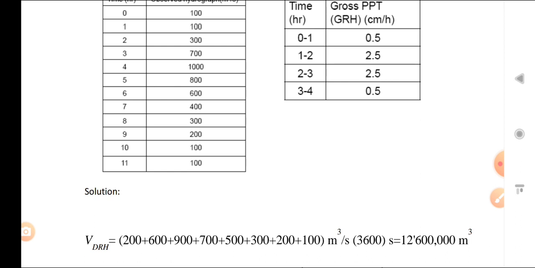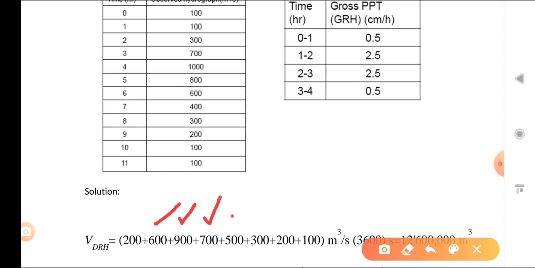For 700 it will be 600. For 1000 it will be 900. For 800 it will be 700. For 600 it will be 500. For 400 it will be 300. For 300 it will be 200, and for 200 it will be 100. Then again 100, 100, 0, 0. So now you can see the summation. That is the discharge versus time.